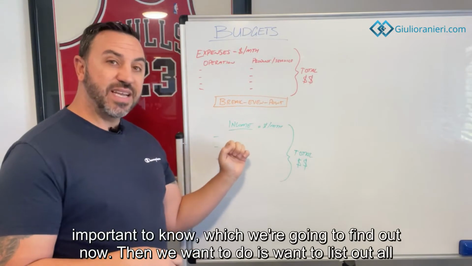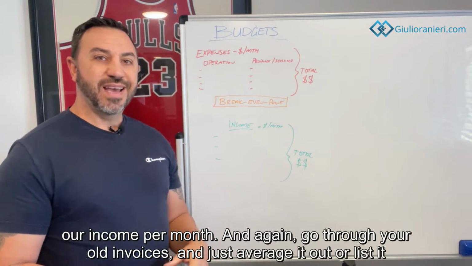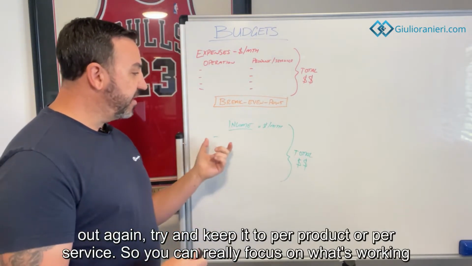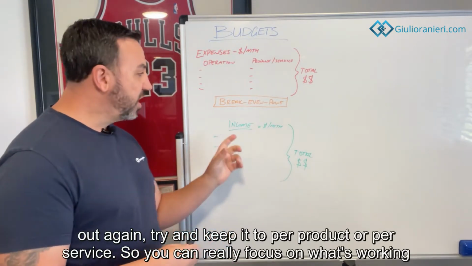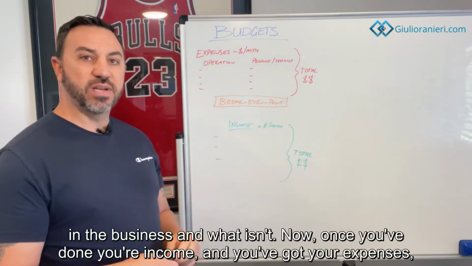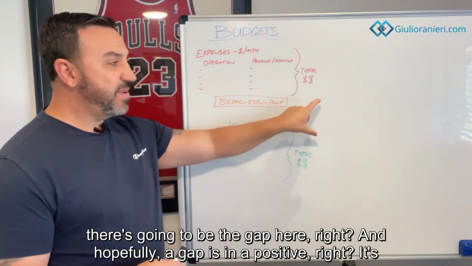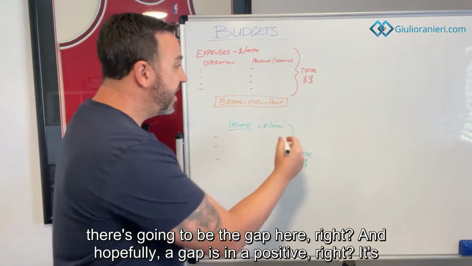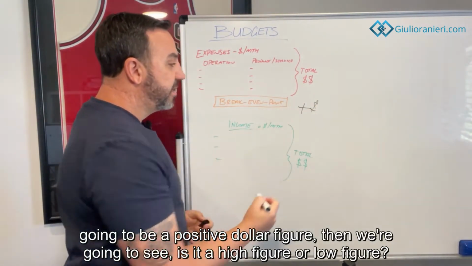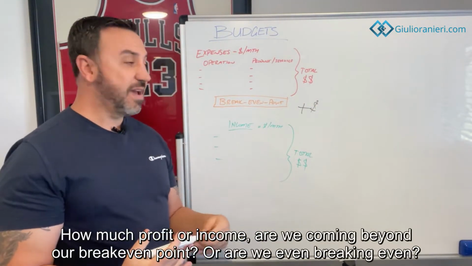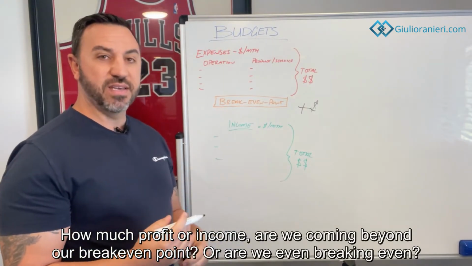Then we want to list out all our income per month. And again, go through your old invoices and just average it out or list it out. Again, try and keep it to per product or per service so you can really focus on what's working in the business and what isn't. Now, once you've done your income and you've got your expenses, there's going to be the gap here, right? And hopefully our gap is positive, a positive dollar figure. Now we're going to see, is it a high figure or a low figure? How much profit or income are we coming beyond our break-even point, or are we even breaking even?